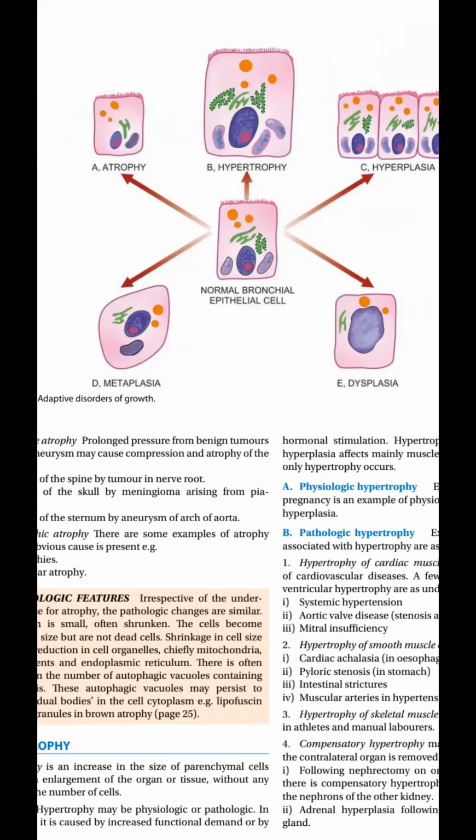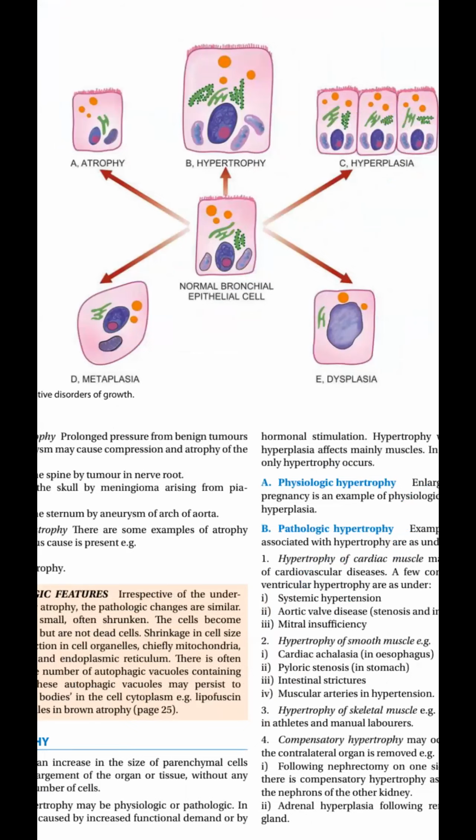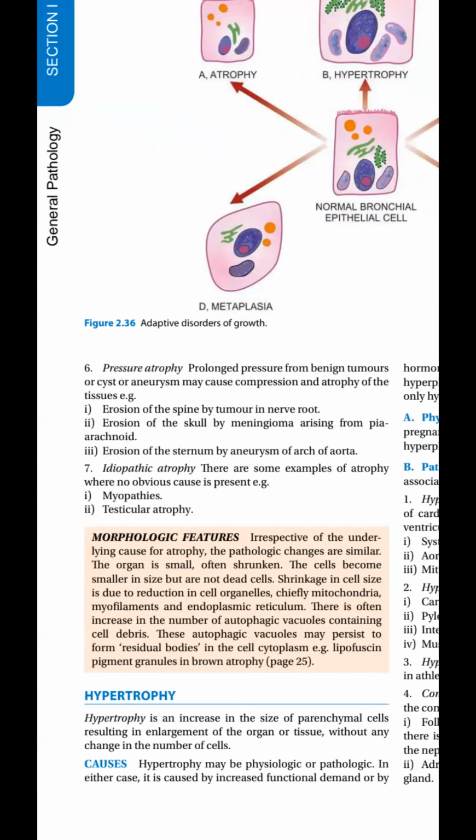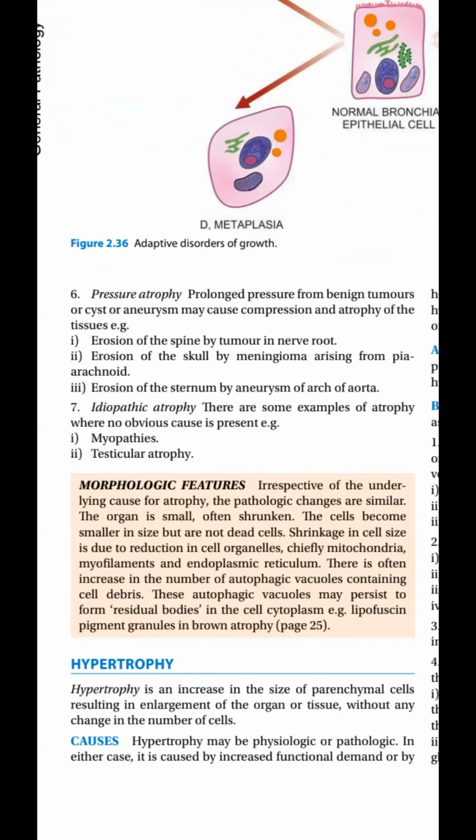The other is hypertrophy and hyperplasia. In hyperplasia, the number of cells is increased. In hypoplasia, the number of cells decreases. So hypertrophy is nothing but the increase in size of parenchymal cells, resulting in enlargement of the organ or tissue without any change in the number of cells. Only the size of the cell increases, but the number of cells is the same.